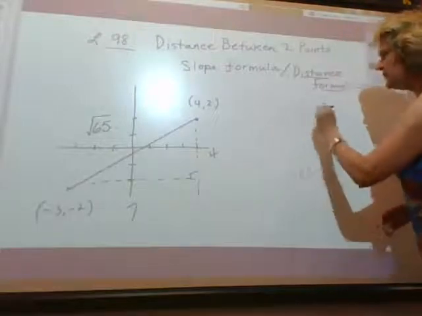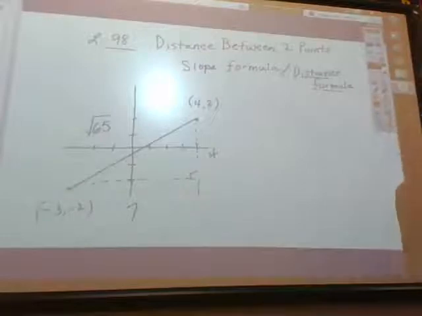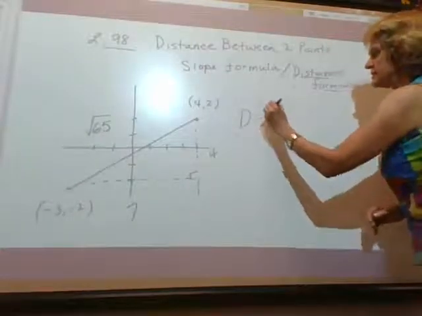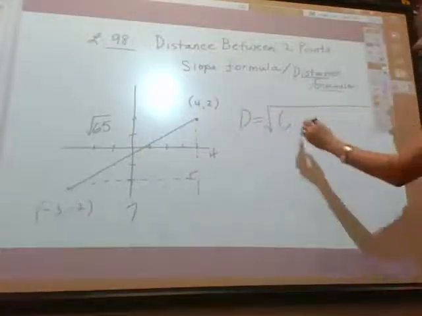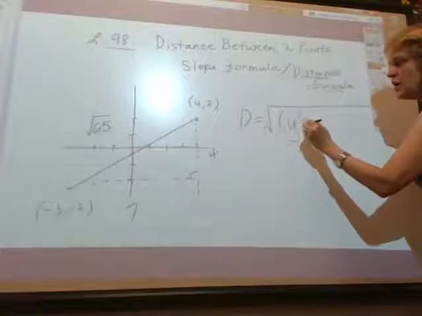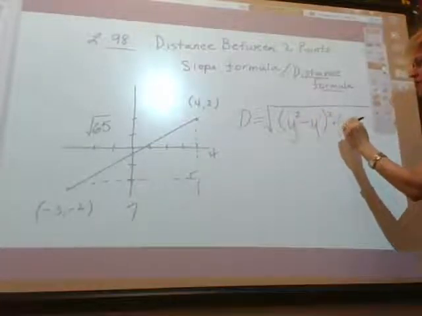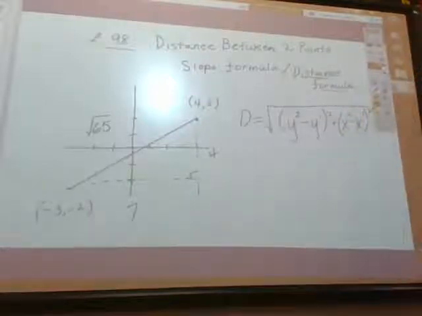So first of all, very important is that you write down the distance formula. So distance equals the square root of the change in the y coordinates, which we'll call y2 take away y1 squared, plus the change in the x coordinates, quantity squared. So I hope you can see that.